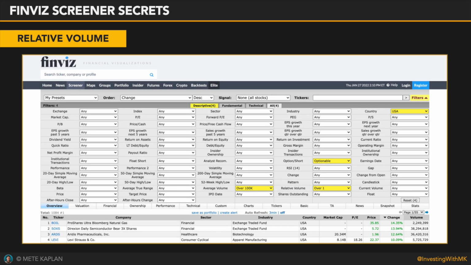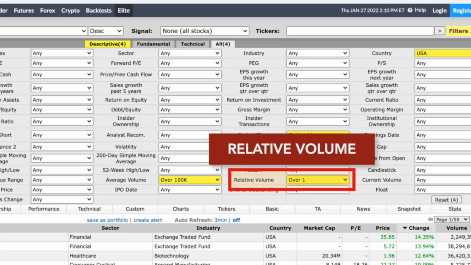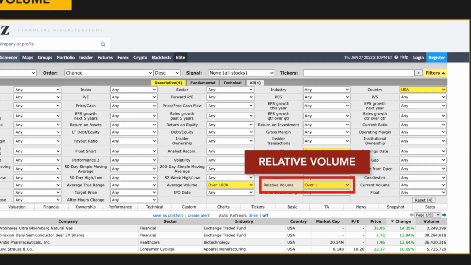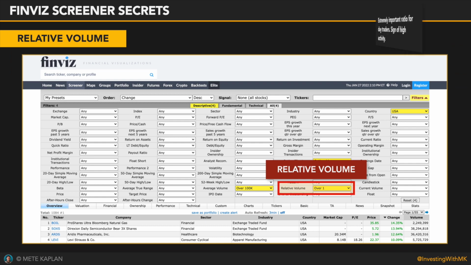Okay, finally the relative volume. Number one ratio for day traders, extremely important. We day traders are after bull-bear flags and pullback breakouts. We also look for pre-market and previous day's highs or lows for breakouts. And you need high relative volume for these things to happen.